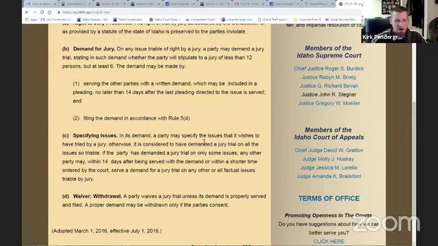In its demand, a party may specify the issues that it wishes to have tried by a jury, right? So you're going to say, well, I got this, this, and this is what I want the jury to decide, right? So they know full well what the jury is going to be deciding. Both sides know full well, have full knowledge of what either side is asking the jury to decide.